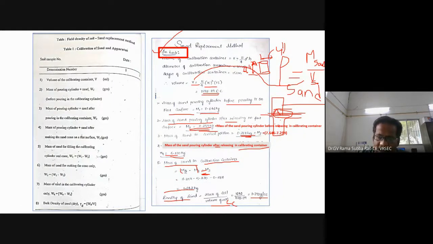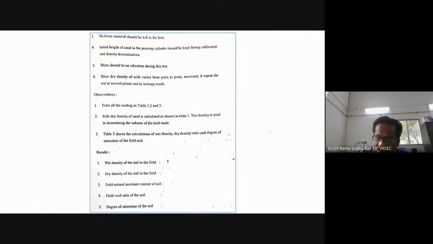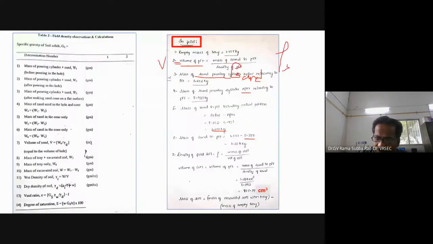Now initially we were bothered about how to measure the mass of the sand in the conical portion, because without this conical facility at the bottom of the sand pouring cylinder, it is very difficult to ensure uniform falling of sand. So now let us see how to calculate the mass of the sand in the pit. 1.651 minus 0.387. Now I am getting the mass of the sand in the pit as 1.264 kg.